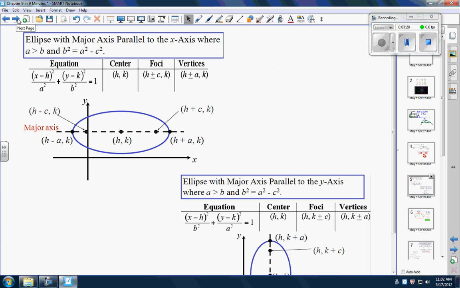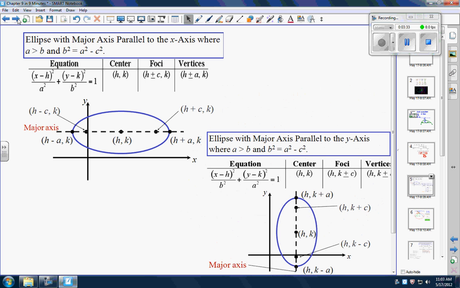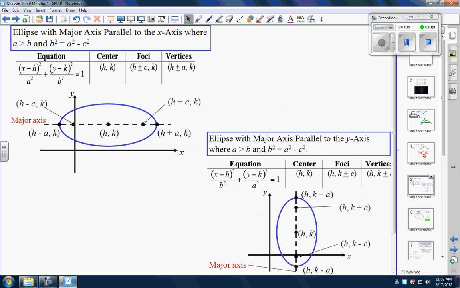Next, here are our ellipses. There are two different ways. They either open sideways, so if the major axis is the x-axis, it's always the bigger number, a, that is under there. Ellipses are always plus. And then b tells you how far up and down on the minor axis. Okay, and then here's a picture with all your points.